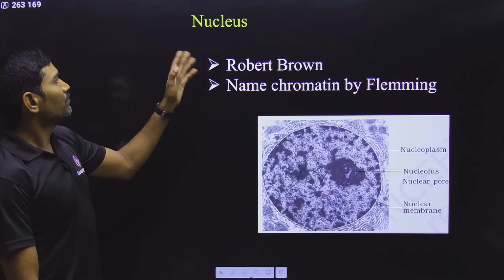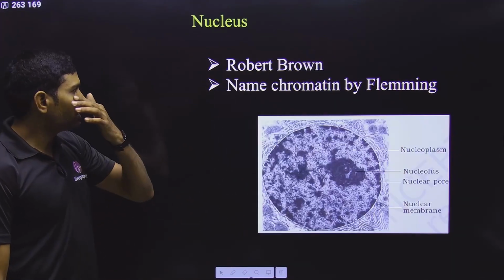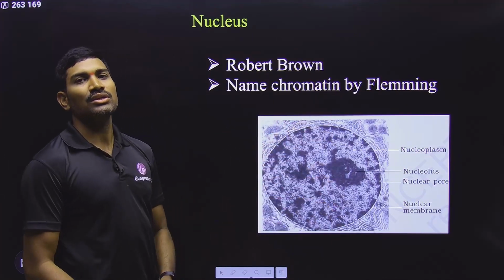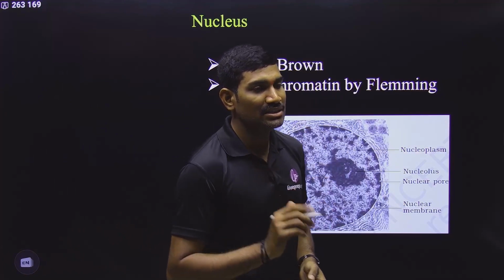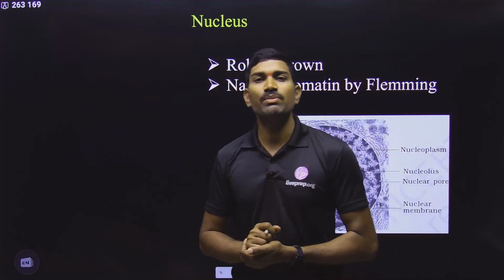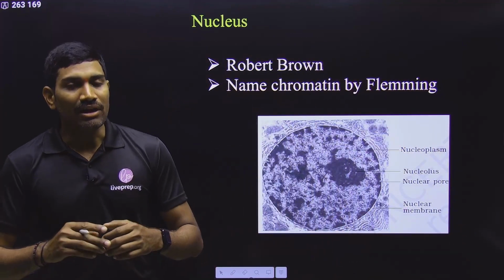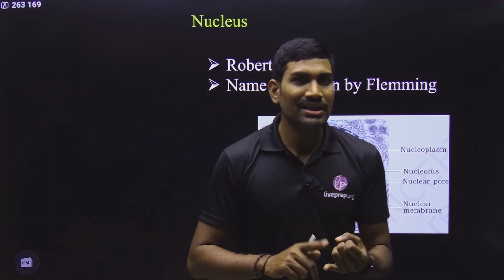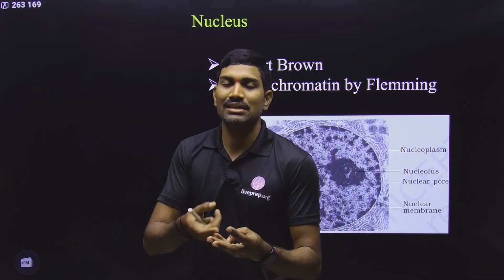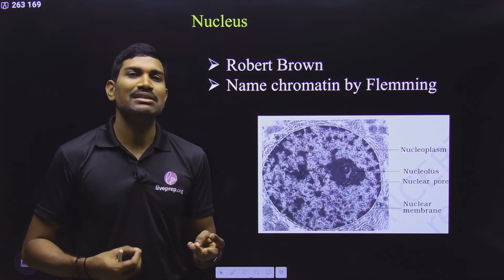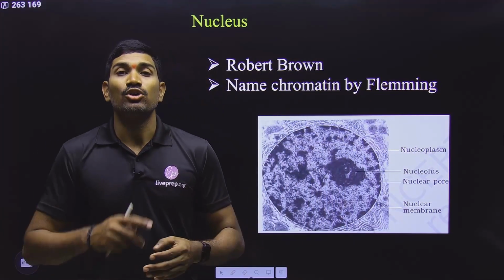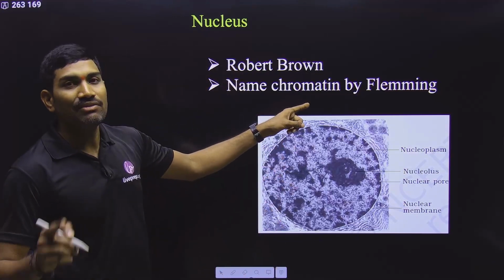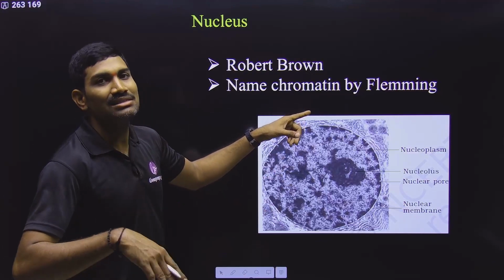Now let us move further. The last concept here is the nucleus, which was discovered by Robert Brown. The name chromatin was given by Fleming, because when we use basic dyes... please understand why basic dyes. Why not acidic dyes? Because DNA is already negatively charged. So basic stains can go and bind with DNA so that you can see some color. That's why, when stained with basic dyes, we can see color.